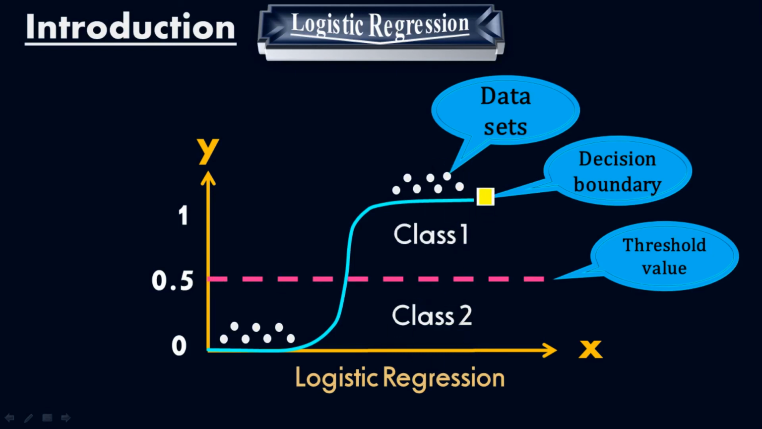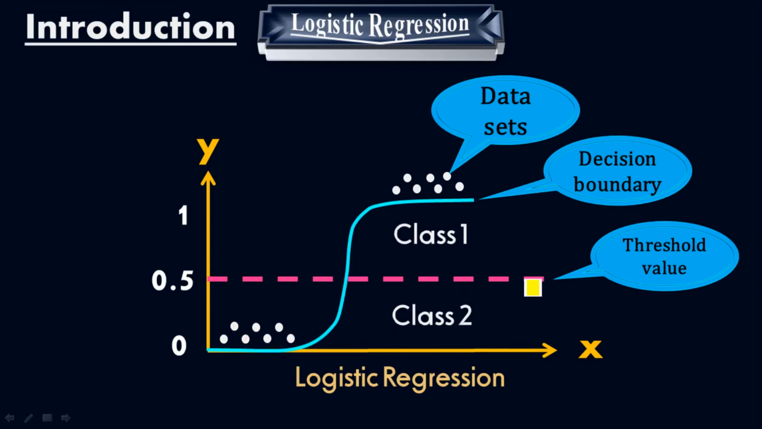There won't be any data set below the decision boundary. Everything will be above the decision boundary. It blocks all the respective data sets of class 1 above the decision boundary. Similarly, in class 2, all the data points will be above the decision boundary. There won't be any data point below the decision boundary. It will block all the points from class 2 above the decision boundary.